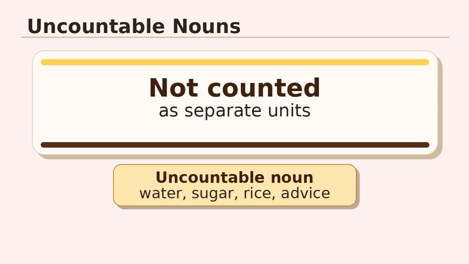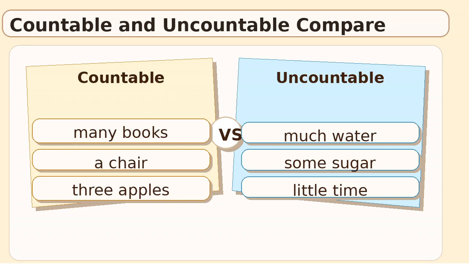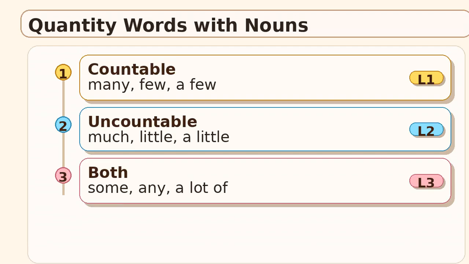Uncountable nouns are not normally counted one by one in their basic meaning. We treat them as mass, substance, or general material. This difference affects articles, plurals, and quantity words such as many and much, few and little. Certain quantity words naturally connect with countable nouns, while others connect with uncountable nouns. This is a very common test point in English grammar.